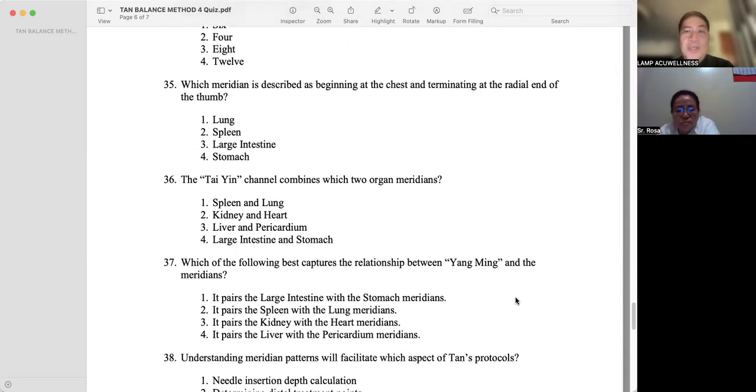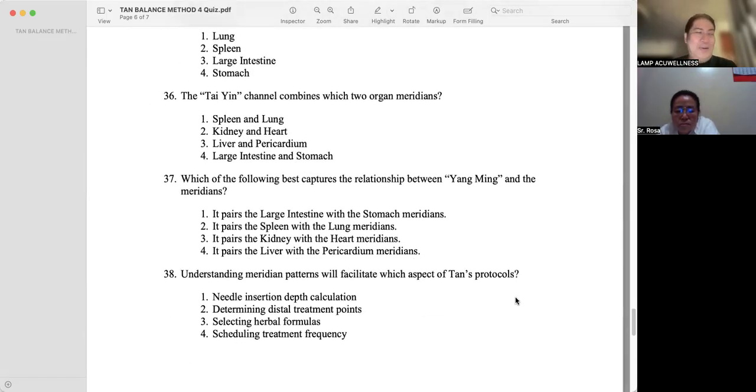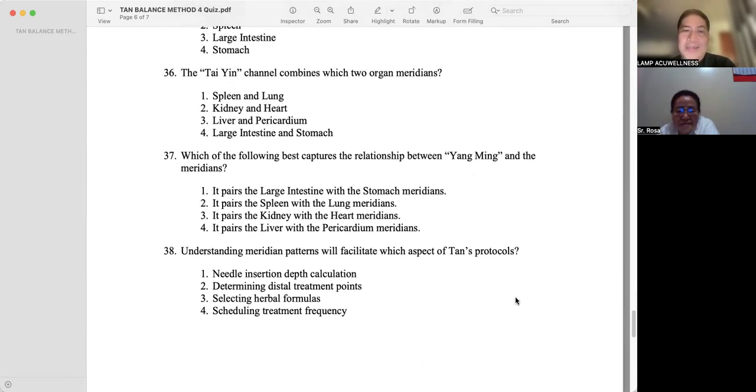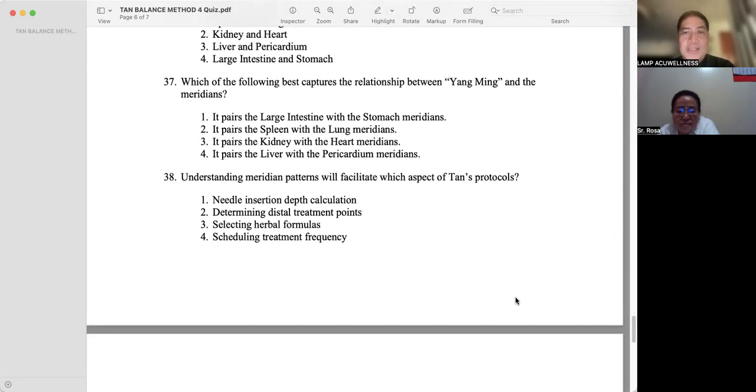Which meridian is described as beginning at the chest and terminating at the radial end of the thumb? The lungs. Okay, the tie-in channel combines with which 2 organ meridians? Spleen and lungs. Which of the following best captures the relationship between Yang Ming and the meridians?